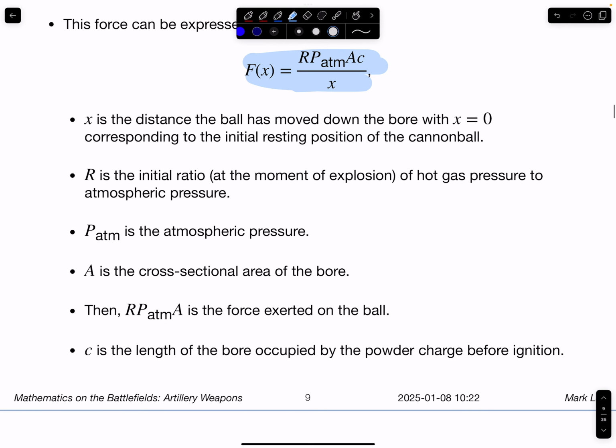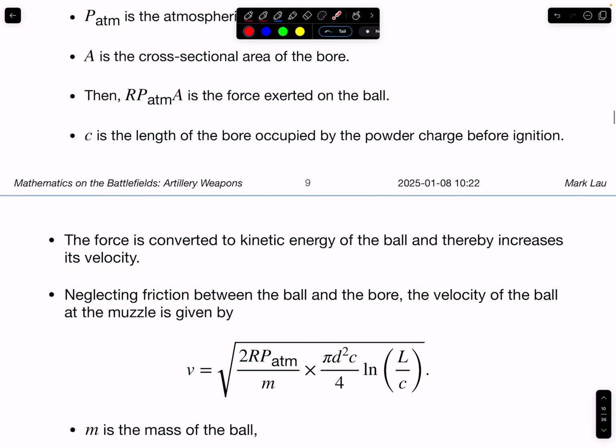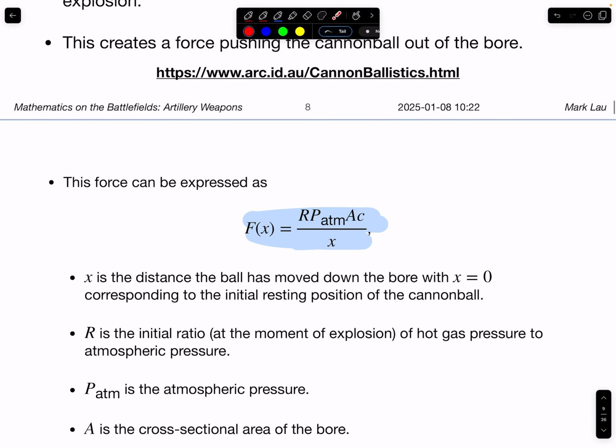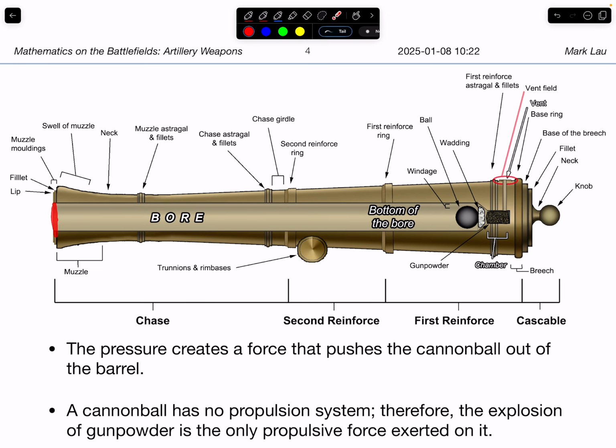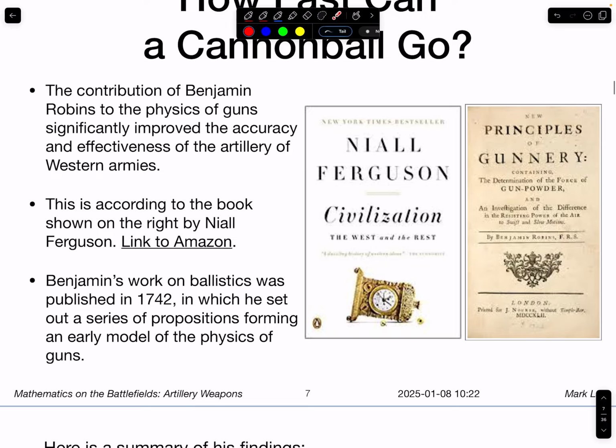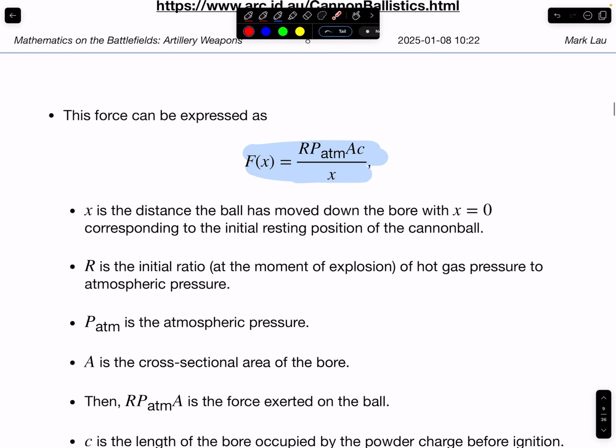So F is equal to R P ATM A C. Okay, anyways, what's X? X is the distance the ball has moved down the bore, with x equals 0 corresponding to the resting position of the cannonball. All right, so x is from this edge to, I guess, this part or this part, I'm not really sure. X equals 0 corresponds to the resting position.